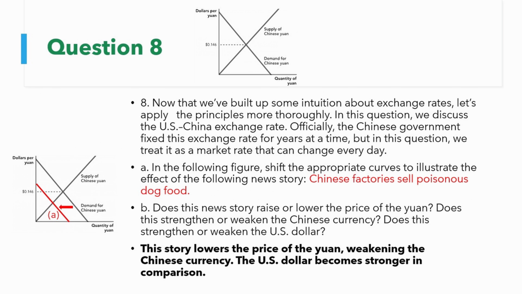All right, question 8. We're supposed to draw an appropriate curve for the effect of this news story. Chinese factories sell poisonous dog food. Well, this results in a decrease of the demand for Chinese dog food, therefore a decrease in the demand for the Chinese currency, the yuan. So the demand shifts to the left, as shown on the graph. The Chinese currency becomes weaker, and the US dollar becomes stronger, all other things equal.